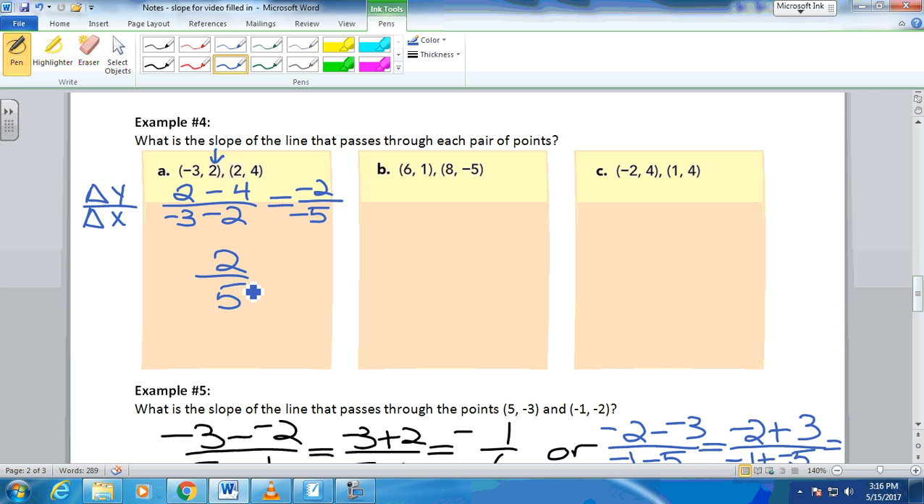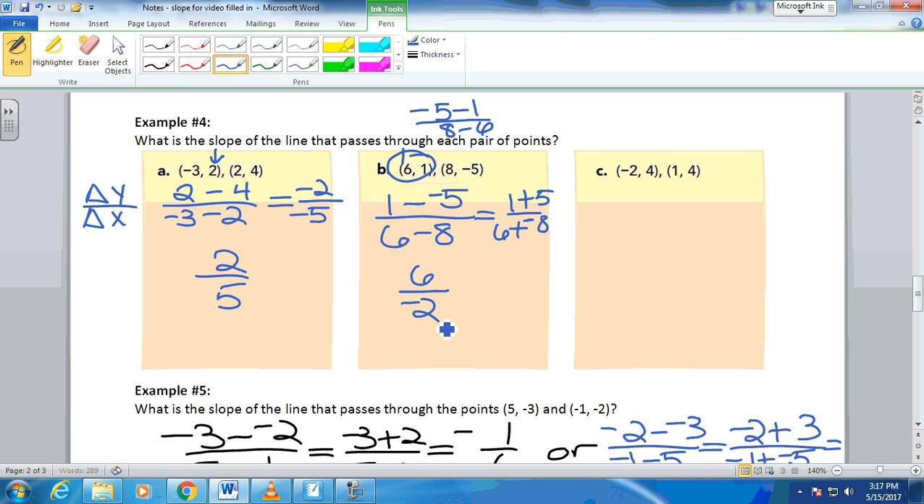For b, if again I choose this set of coordinates first, that's the ones I have to label first both times. So it'll be 1 minus negative 5 and 6 minus 8. You would get the same answer if you did negative 5 minus 1 over 8 minus 6. It actually would give you the same slopes. So 1 minus negative 5 becomes 1 plus 5. 6 minus 8 becomes 6 plus negative 8. So it's going to be 6 divided by negative 2, which is equivalent to negative 3. So your slope will be negative 3.